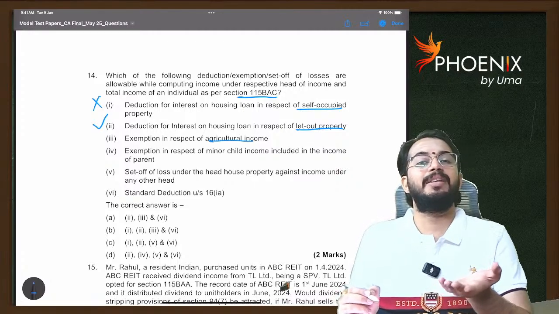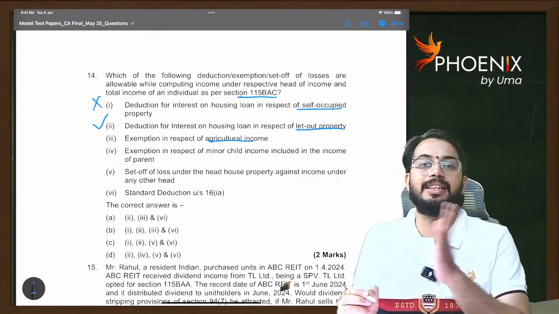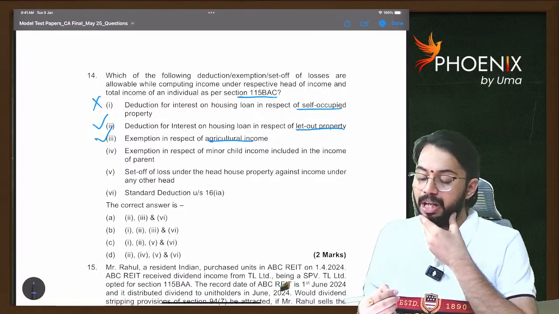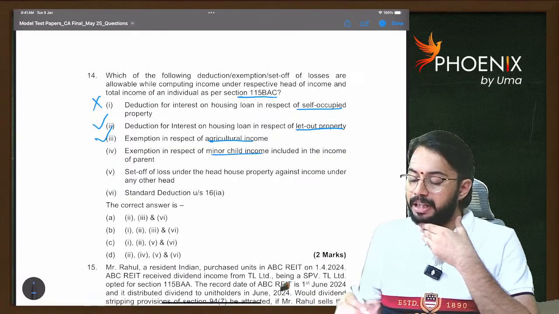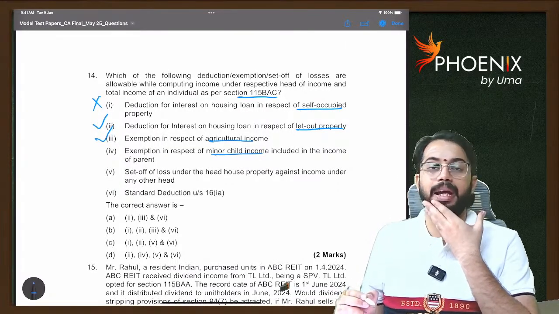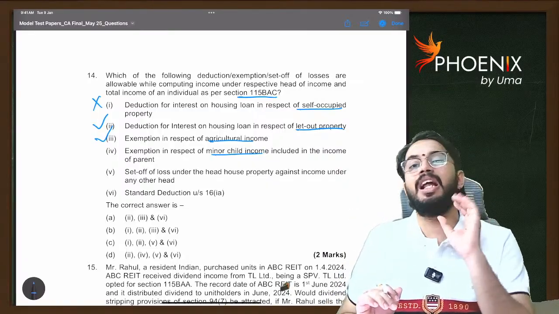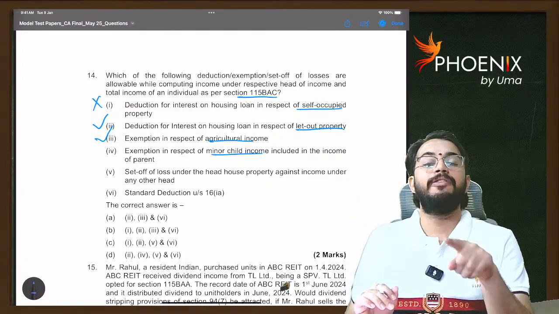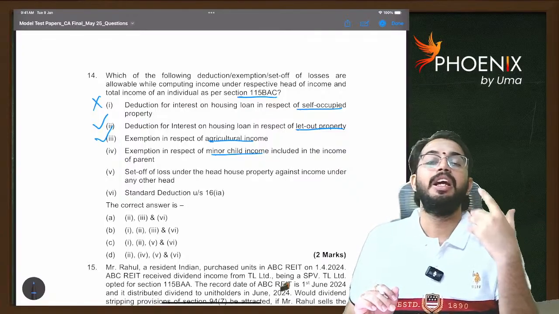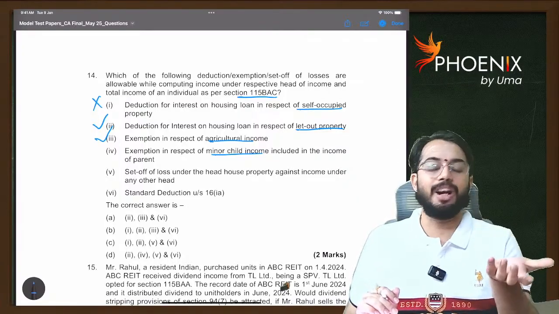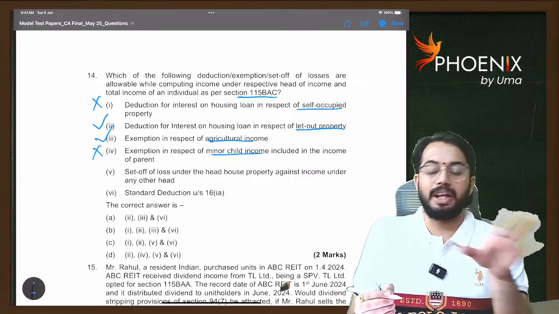See, agricultural income is exempt both under default tax rates as well as under optional tax rates. That benefit is available. Exemption in respect of minor child income included in income of parent. Whenever you club minor's income in the hands of parents, 1500 exemption is available, but that 1500 exemption is not available if SSE is paying taxes under default tax rates. This exemption is not available.